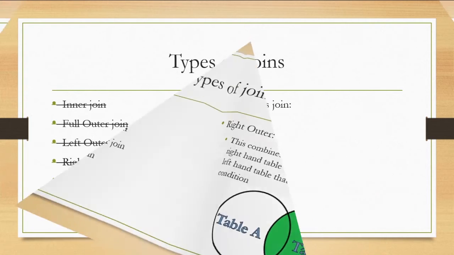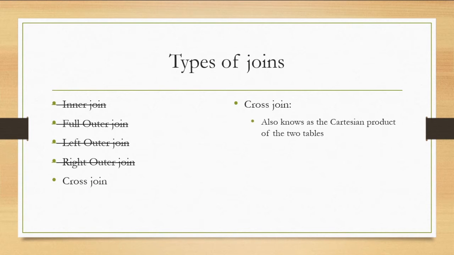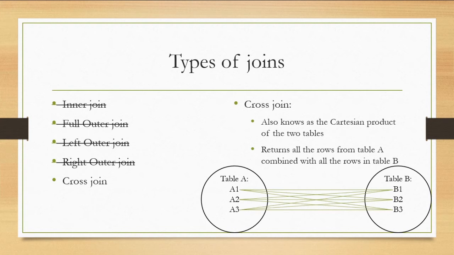Let's look at the cross join. The cross join is also known as the Cartesian product of two tables. The Cartesian join returns all of the rows from table A combined with all of the rows in table B. Here's a graphical representation. So A1 is combined with B1, B2, B3 to make 3 new rows. A2 is combined with B1, B2, B3 to make another 3 new rows. A3 is combined with B1, B2, and B3 to make the last 3 new rows. So as you can see, it makes a very big set that returns.